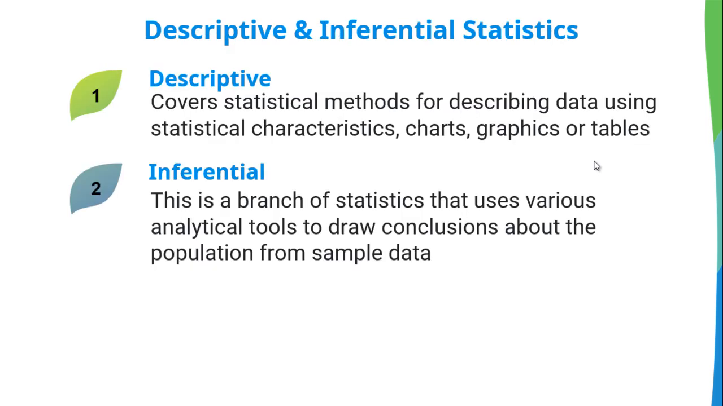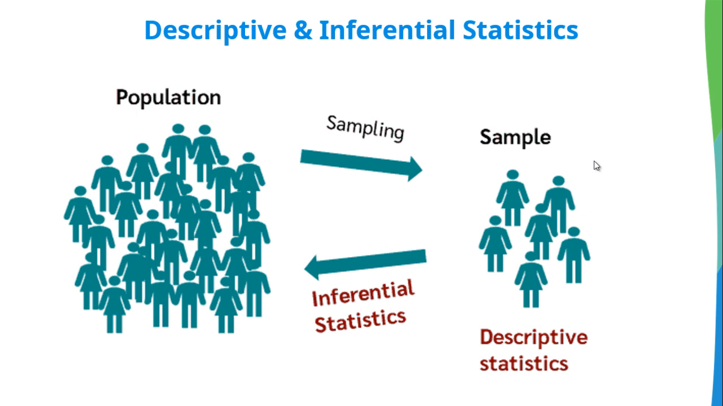So let's go further to what we are talking about today: descriptive and inferential statistics. Descriptive covers statistical methods for describing data using statistical characteristics, charts, graphics, or tables, where you look at parameters like the mean, mode, and median. Inferential is a branch that uses various analytical tools to draw conclusions about the population from the sample data, which is very important. So inferential gives back to the population.